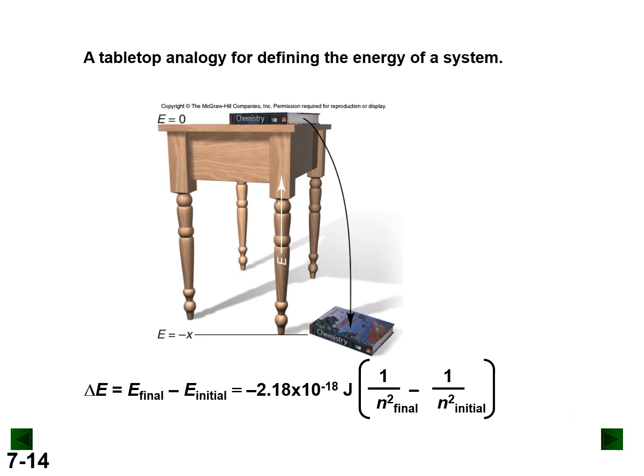This is an analogy for defining the energy of a system. Like this chemistry book, when it is put on the table, it has potential energy, and when it falls down, it is converted into kinetic energy. So we can use this formula to get the difference between the energies.